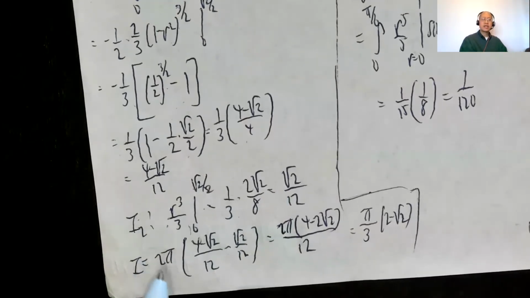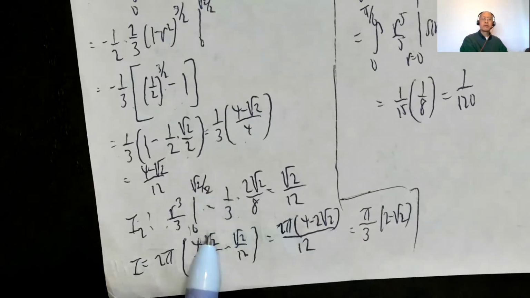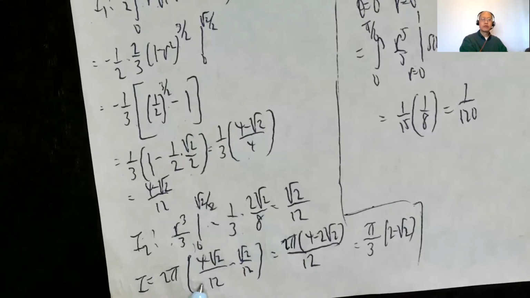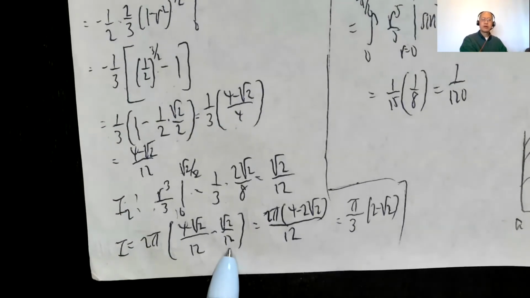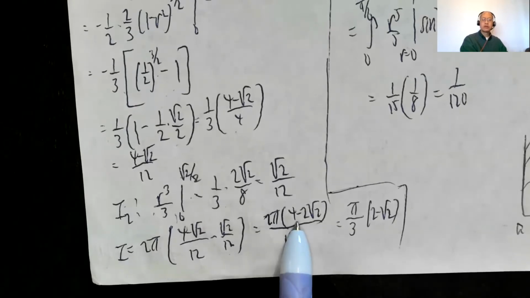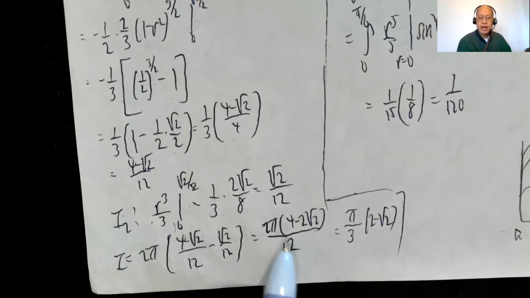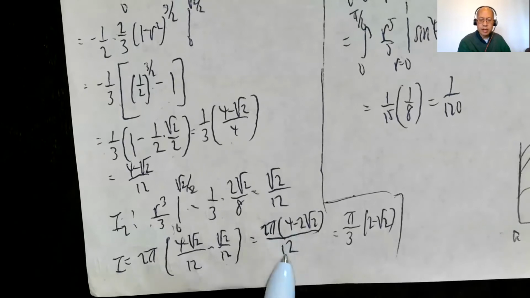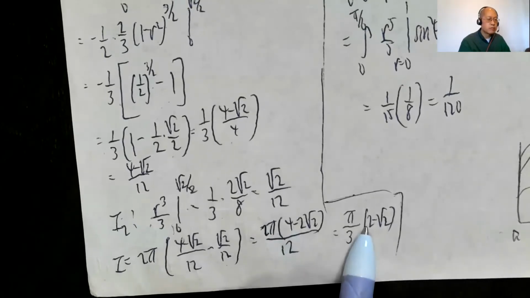So finally, I is 2 pi times I1 minus I2. So 4 minus radical 2 over 12 minus radical 2 over 12, which is, let's see, 2 pi over 12, 4 minus 2 radical 2. And simplify, factor out a 2 and cancel: pi over 3, 2 minus radical 2.